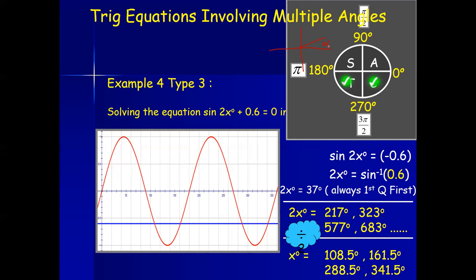And look at the answer. We've been told to get an answer between 0 and 360. Are all my answers within 0 and 360? Yeah, so I've checked that what I've given there makes sense. And these are the 4 points here. This point here, 108.5, this one here, the third one here, and the fourth one here.